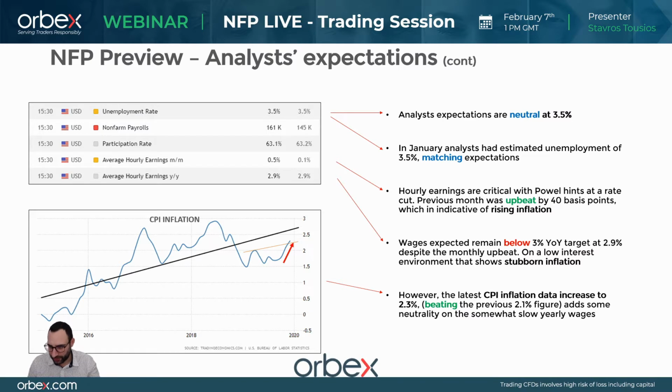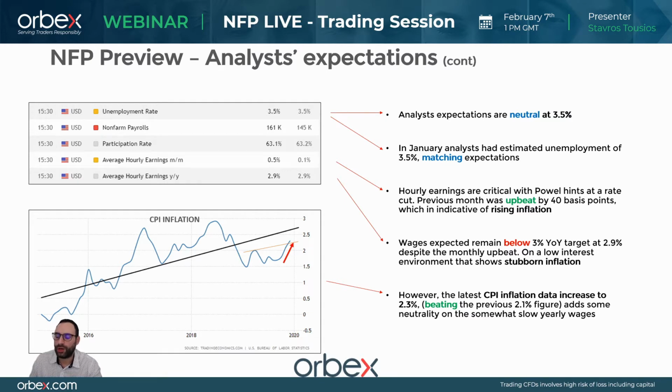Now, the hourly earnings is what we were really paying attention to last month. And this, of course, is the case because the Fed is making decisions based on inflation readings, right? Now, we've had the previous hourly earnings back in January giving us a 40 basis points beat, which is indicative, of course, of rising inflation. However, the yearly figure remained below the 3% year on year, and this is a target of 3%, at 2.9, despite the month-on-month increase.